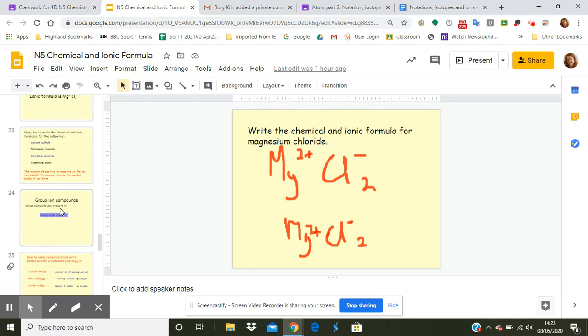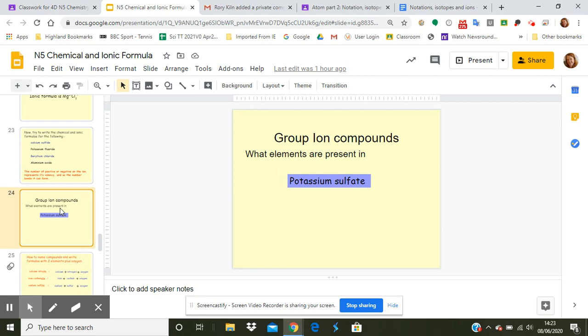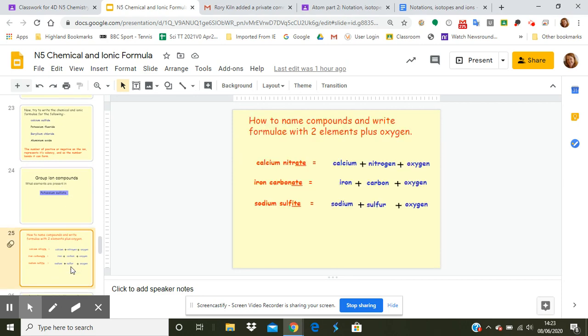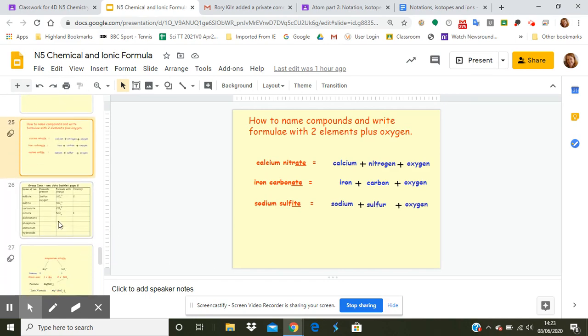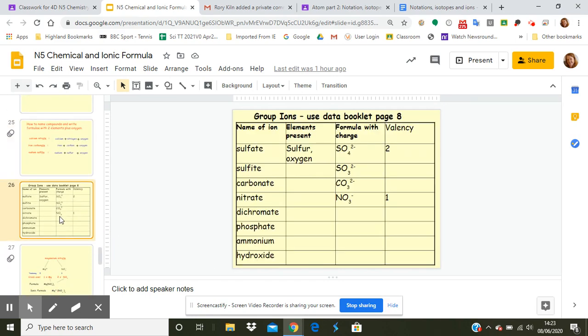Now we're going to go on to group ions. Group ions go way back in second year, maybe in third year as well. We reminded ourselves about the endings: compounds that end in ATE or ITE have hidden oxygen. We're going to now look at the formulas for these. You'll find them all in a table at the top of page 8 of your data booklet.